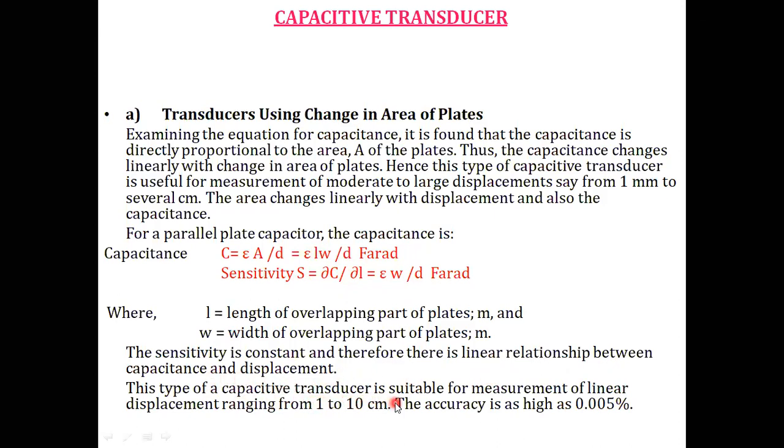This type of capacitor transducer is suitable for measurement of linear displacement ranging from 1 to 10 centimeters. This is the 1 to 10 centimeters displacement of the transducer that may take place. This is very heavy type of displacement only. The accuracy is very high, that is 0.05%. The deviation part is very low, accuracy is very high.